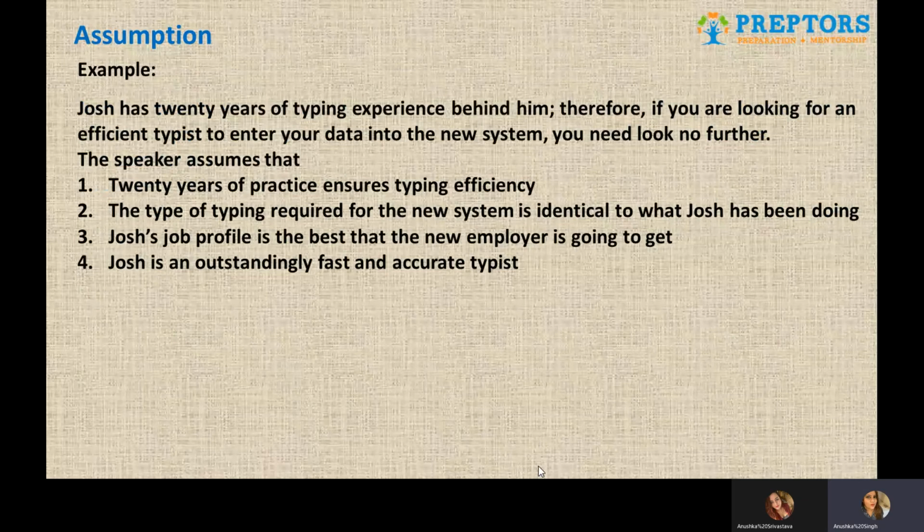Let me negate it. If I negate it and say 20 years of practice does not ensure typing efficiency, then how can I say you need not look further? Because maybe the criteria that is set, Josh is not meeting that criteria. So hence it is the first one. I don't know the type of typing. They have not mentioned the type of typing, so it is alien. Josh's job profile is best that the new employee is going to get, again a prediction out of context. Josh is an outstandingly fast and accurate typist. Okay, extra data, but does not in any way affect my conclusion.